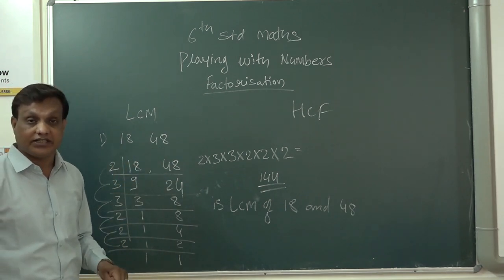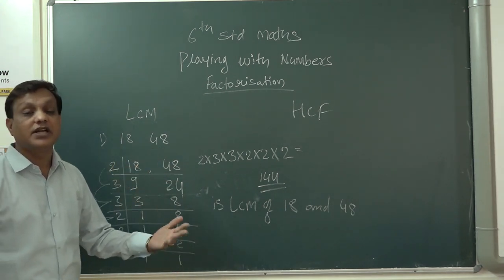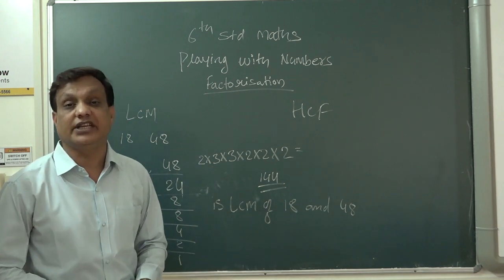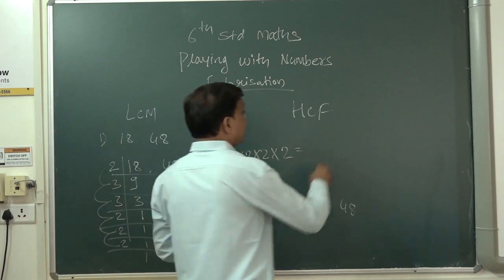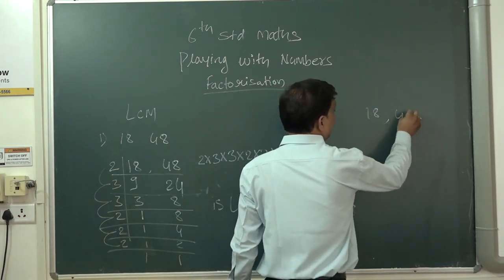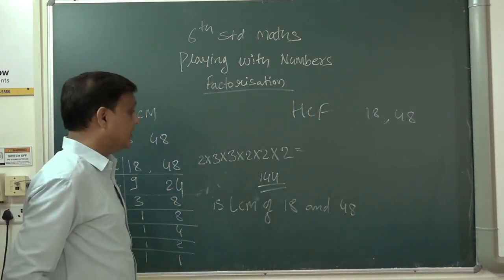So we can find the LCM of 2 numbers, 3 numbers, 4 numbers. That depends upon the question, how many numbers they have given. Now the same numbers we are taking for the HCF. Find the HCF of 18 and 48. Now what is the difference between HCF and LCM? I will tell you.